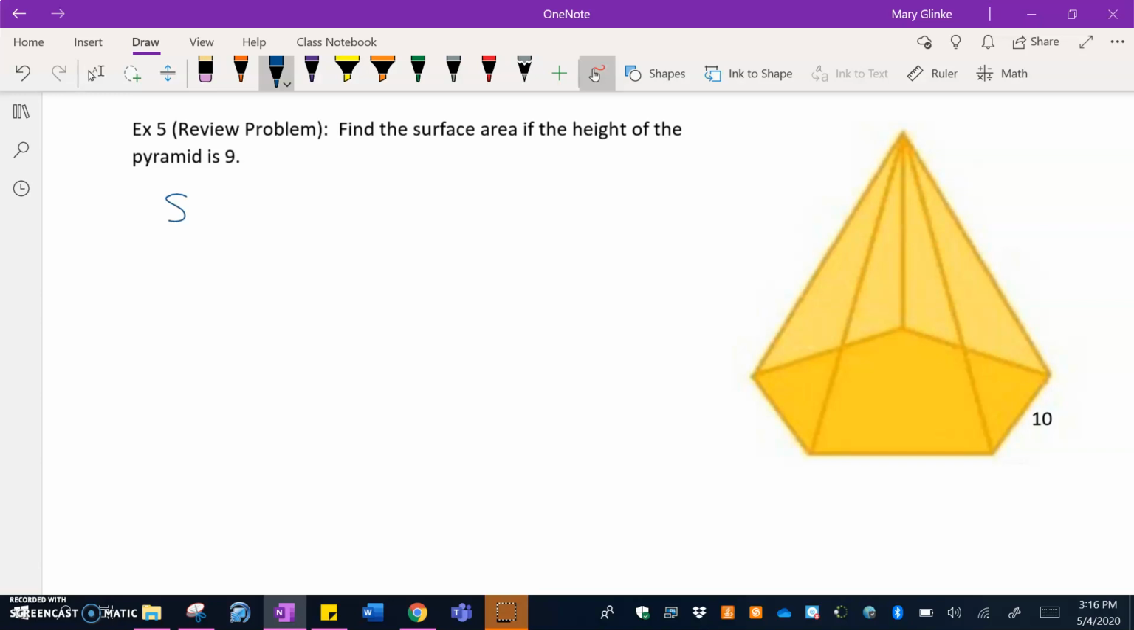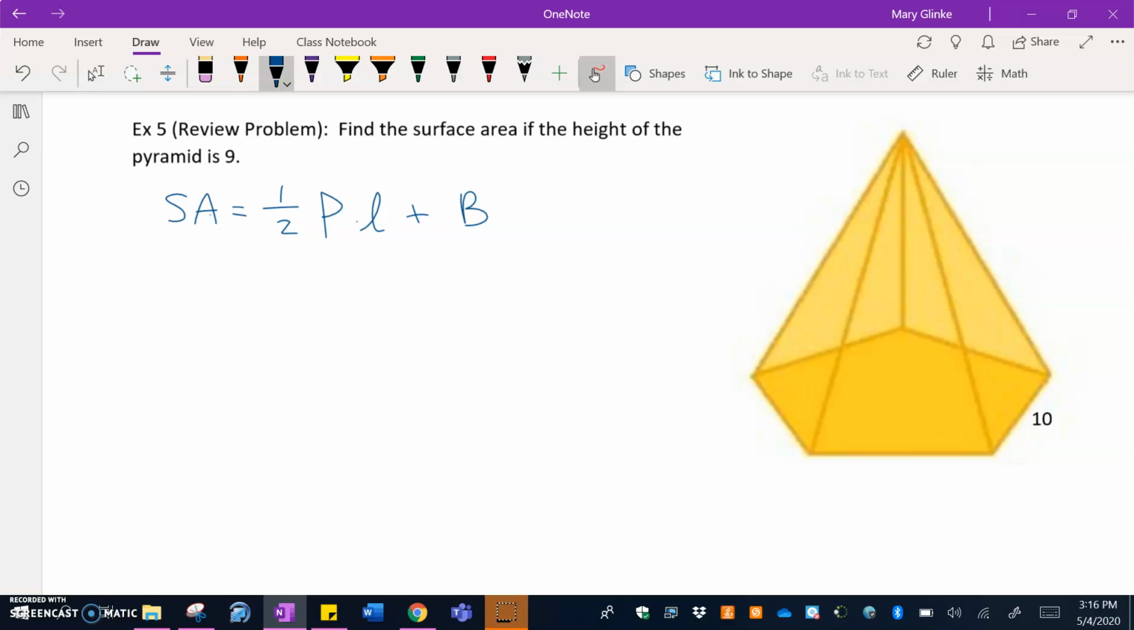So our surface area formula for a pyramid is going to be 1/2 the perimeter times the slant height. And then we're also going to be adding the area of the base in there. So we need to find the perimeter of the base, the slant height, and the area of the base.